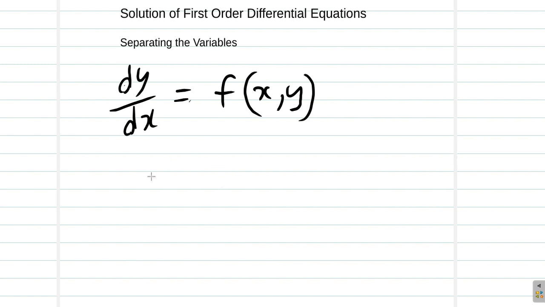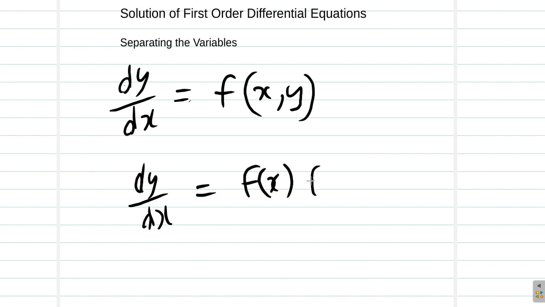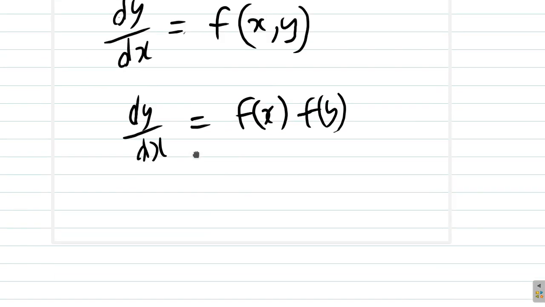So in this case, you might have something like dy by dx is equal to, say, f of x, f of y. You have the x and the y mixed up together. What you need to do is manipulate the equation so that on the left you have f of y dy equals, and then on the right you have f of x dx. Then you can integrate to find a solution.